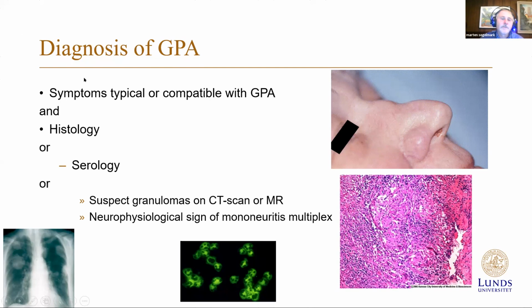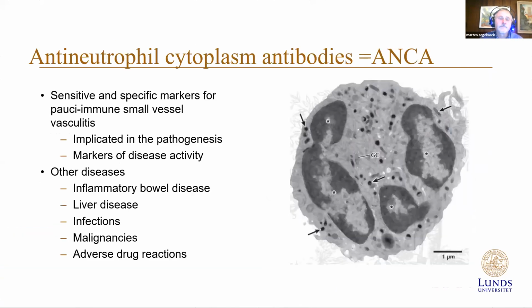As it's usually quite difficult to get positive histology if the kidneys are not involved, we very much rely on serology for early diagnosis. And for that reason, I will dwell a little bit on the serological diagnosis. The main diagnostic serological test that we rely on are the anti-neutrophil cytoplasm antibodies. These are antibodies directed against granule components of the neutrophils.